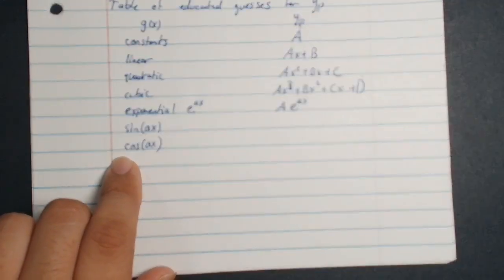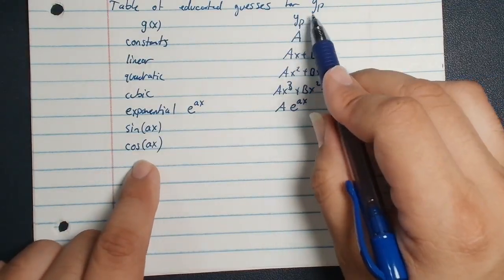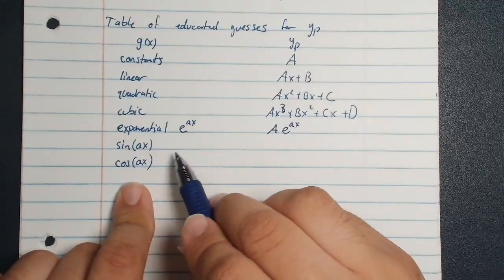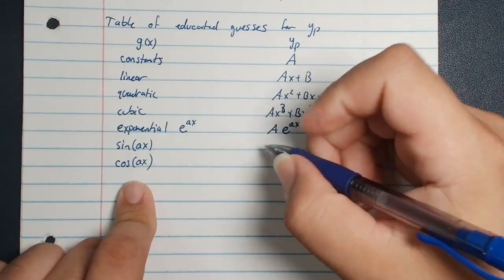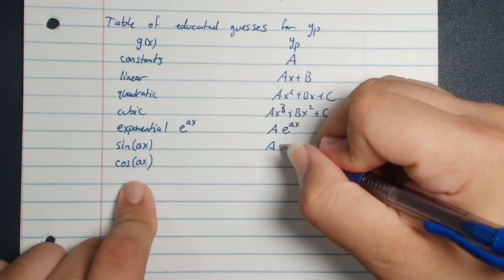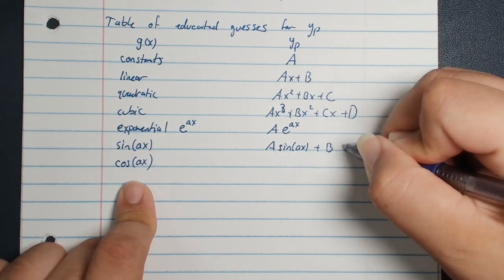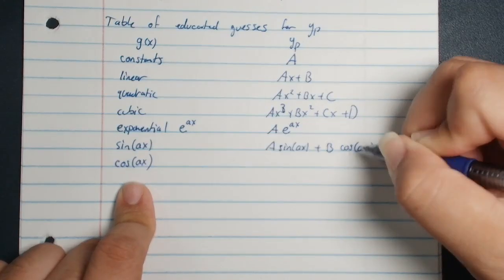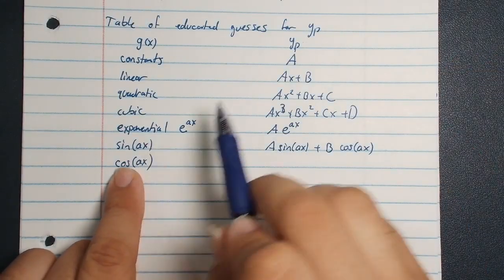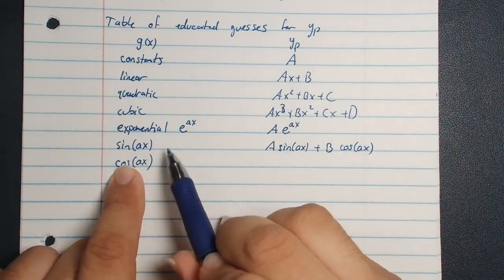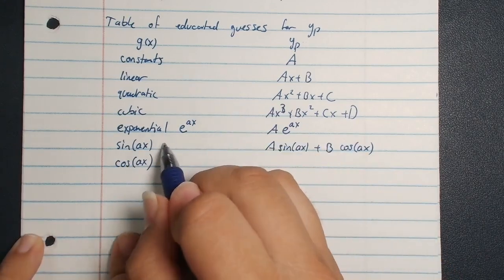In either of those cases, the expected y sub p is going to look exactly the same for both of these. They're both going to look like a sine of ax plus b cosine of ax. If you have one, you expect your y sub p to look like a combination of both of them. And that's true for both of these.